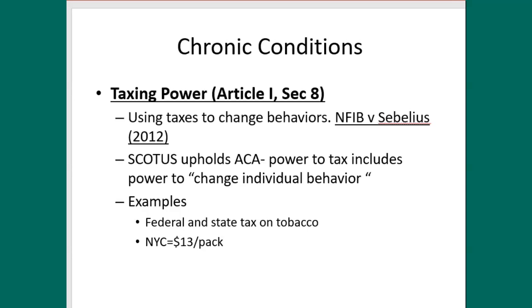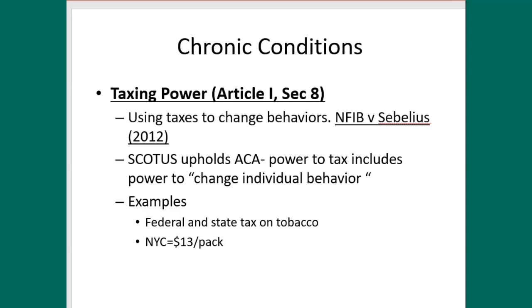The taxing power has been used as a hook or a justification for allowing the federal government to exert its power in the public health field. In the case of NFIB versus Sebelius from 2012, the U.S. Supreme Court considered whether or not the Affordable Care Act, otherwise known as Obamacare, was a valid exercise of federal power, or, on the contrary, whether it was unconstitutional.